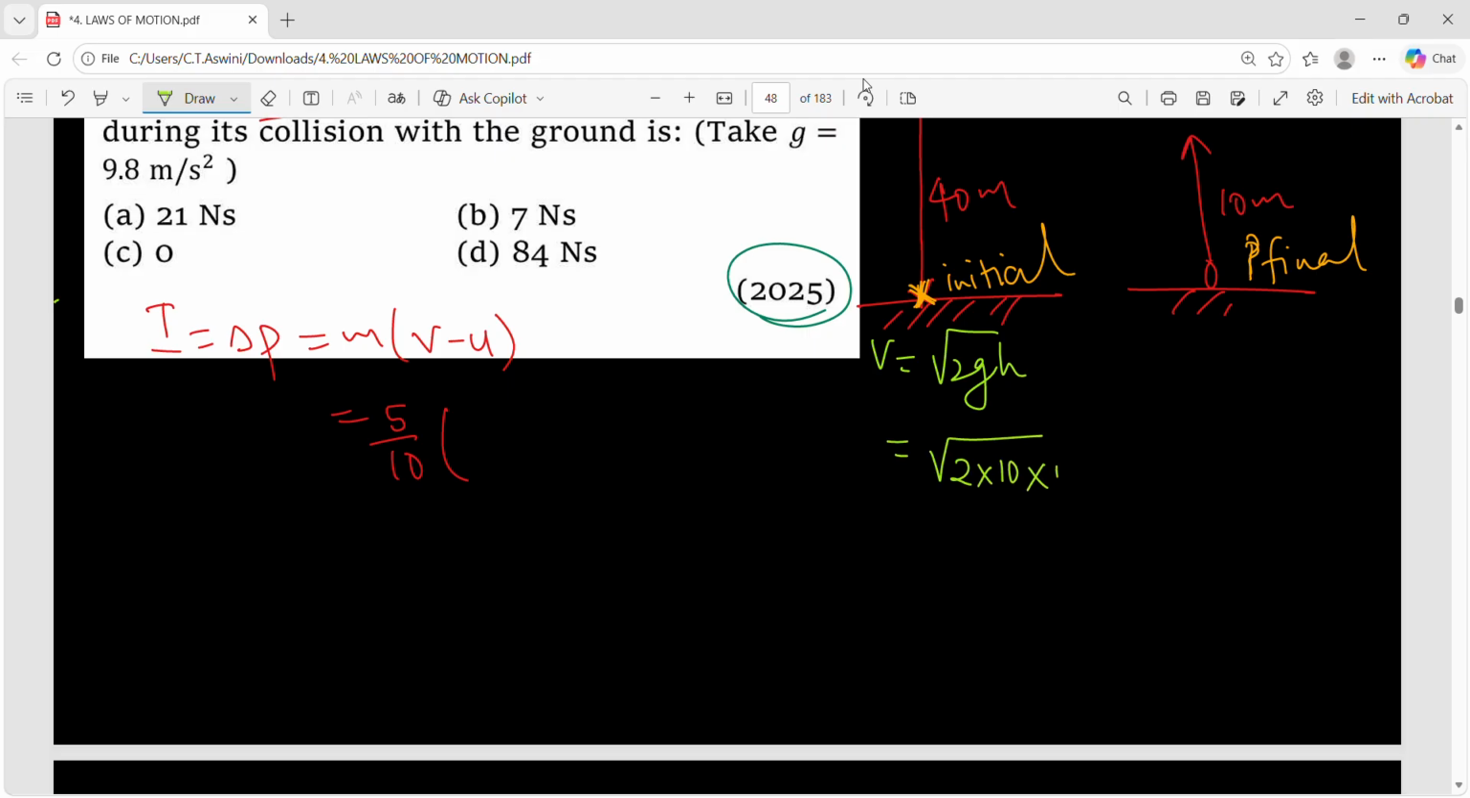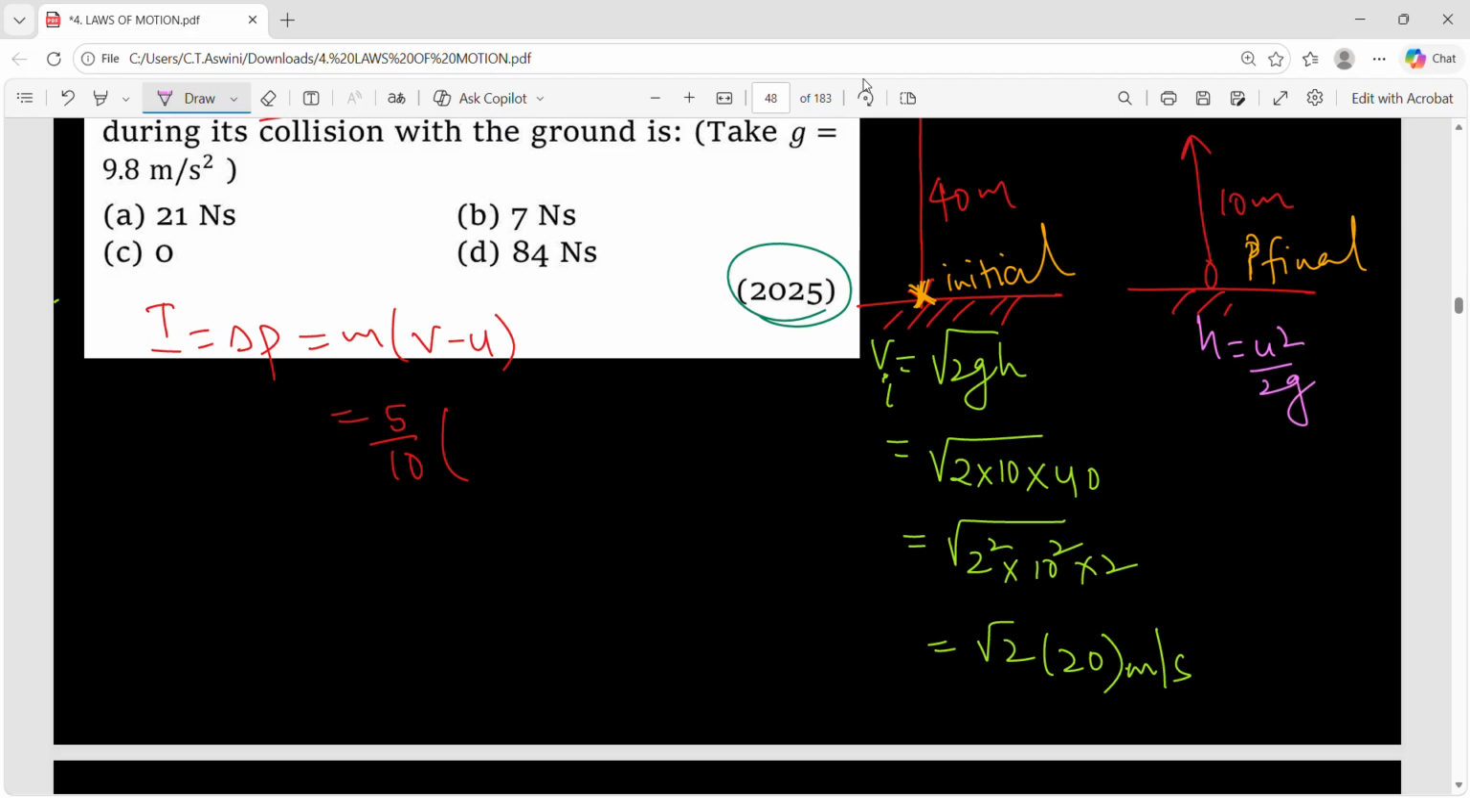So with how much velocity it will hit the ground, use this formula. v is equals to root of 2gh. So 2 into g value 10, h value 40. So how much will you get? 4 you can write as 2 square, 100 you can write as 10 square, 2 as it is. So I'll get root 2, 2 into 10. So this is 20 root 2 meter per second. So this is your v initial.